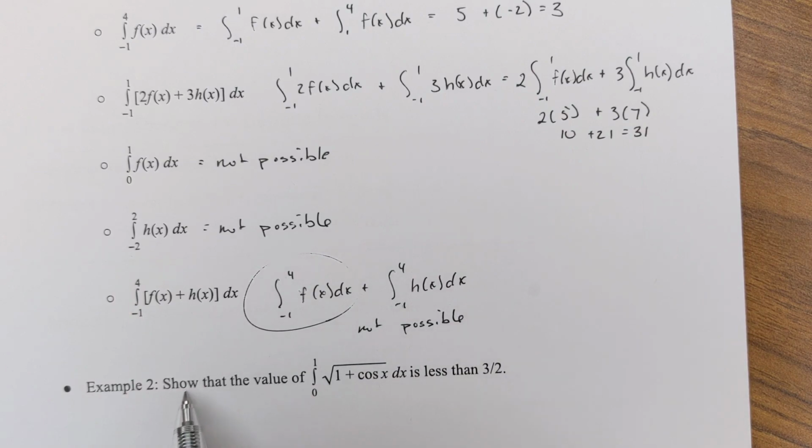Okay, so here it says show that the integral from 0 to 1 of root 1 plus cos x dx is less than this.